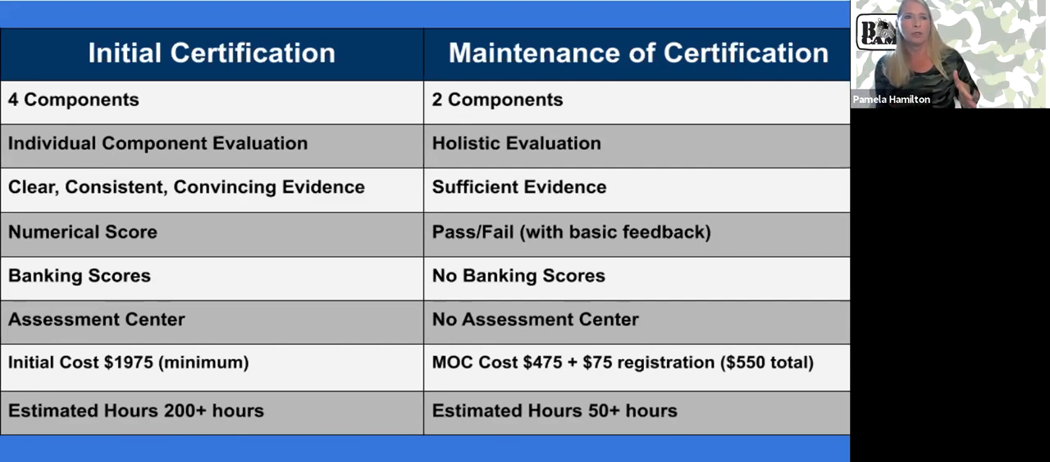In the initial certification, they were looking for clear, consistent, and convincing evidence, and for your maintenance certificate, you're just giving sufficient evidence that you're still an NBCT and still hold on to those principles that make you an NBCT. In the initial certification, you were trying to get to a specific score. Here, the maintenance certificate is pass/fail. You either achieve maintenance certificate and get to keep your certificate, or you don't. And remember, most NBCTs are going to pass on their first try. In initial certification, you could bank scores. In maintenance, you don't. There's not an assessment center in the maintenance certificate. And you can see the huge difference between the two, not only in cost, but also in the number of hours it takes for completion.